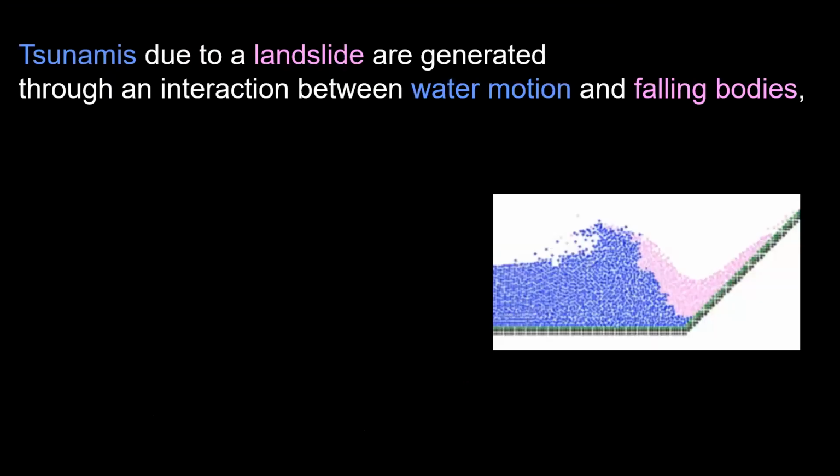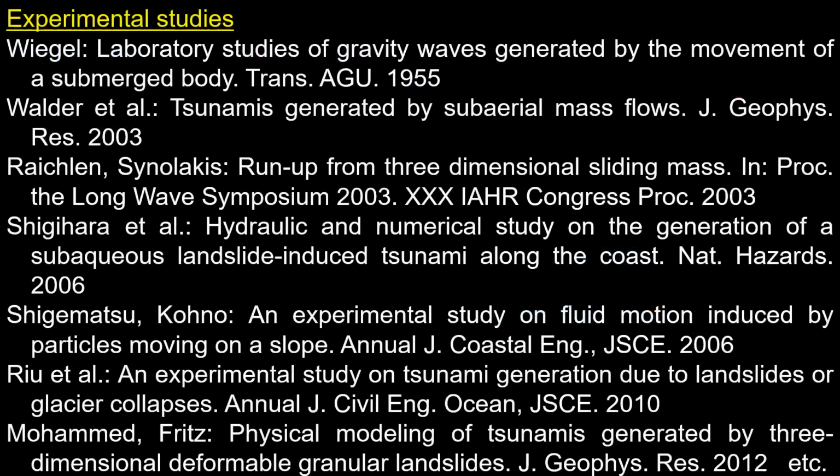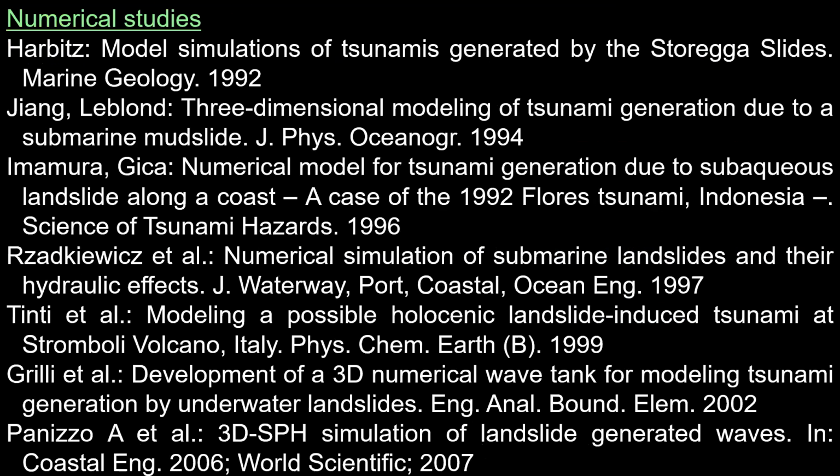Such tsunamis due to a landslide are generated through an interaction between water motion and falling bodies, such that the tsunami generation process is rather complicated. To study complicated phenomena, experimental studies are effective. These are part of experimental studies. Landslide tsunamis have also been investigated by numerical calculation.